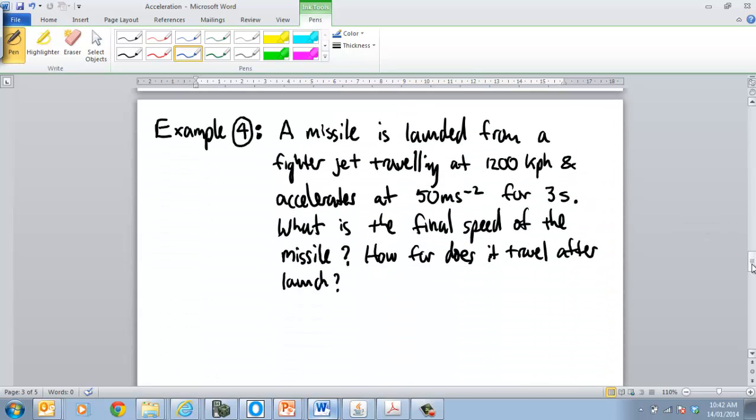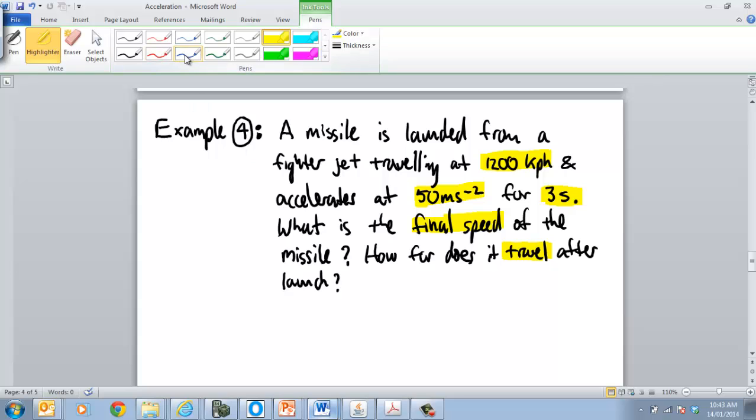Right, second example, we've got a missile launched from a jet fighter travelling at 1200 kilometres per hour and accelerates at 50 metres per second squared for 3 seconds. So what is the final speed of the missile, and then how far does it travel after launch? Okay, so again, we need to highlight some information. We've got our acceleration there. We know it's doing it for 3 seconds. We know our initial velocity of the missile, or the plane. We need to find the final speed, and we need to find out how far it travels.